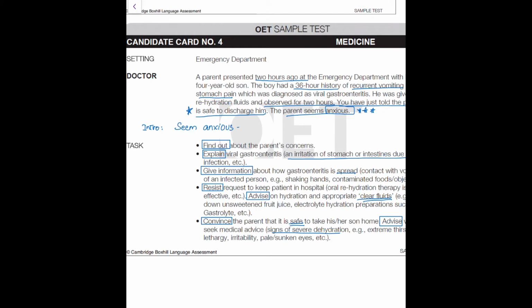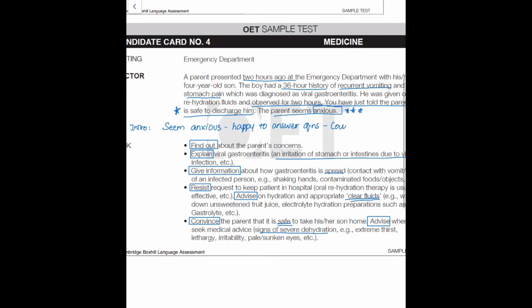For example, here I'm writing, "You seem anxious. I'm happy to answer any questions you may have. Could you please tell me your concerns?" So this is how I'm going to start.